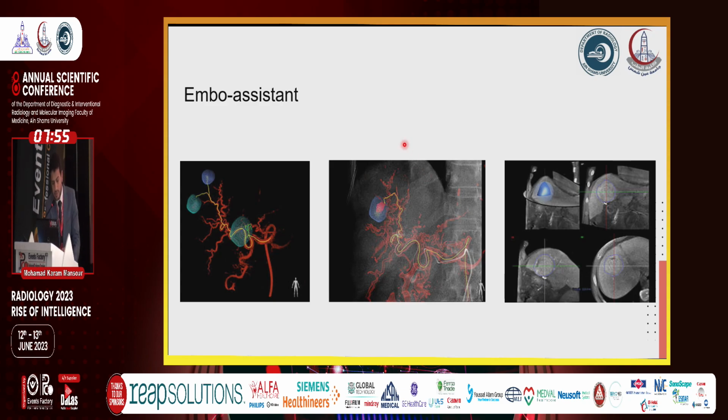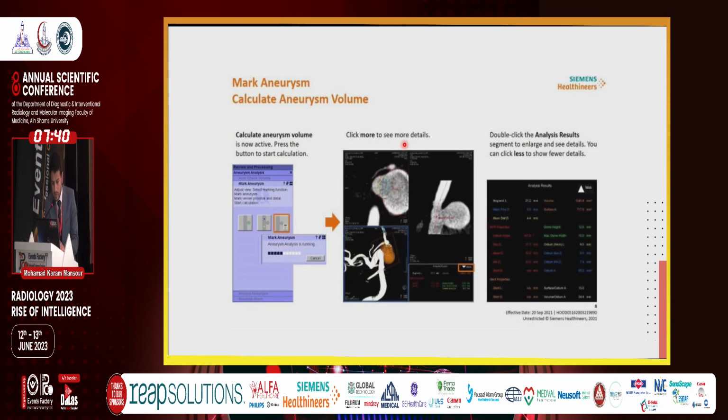The Embo Assistant, this is by General Electric. You can detect 50% more HCC feeders than with usual DSA. It depends mainly on the density of the contrast, the flow of the contrast, and the timing of the flow to appear. This is by Siemens.